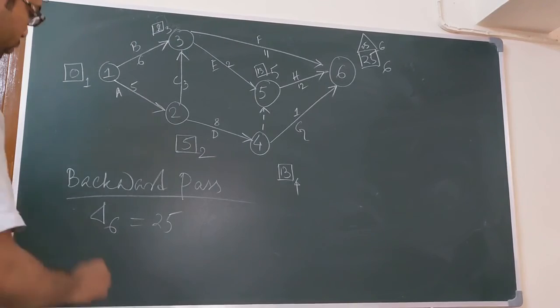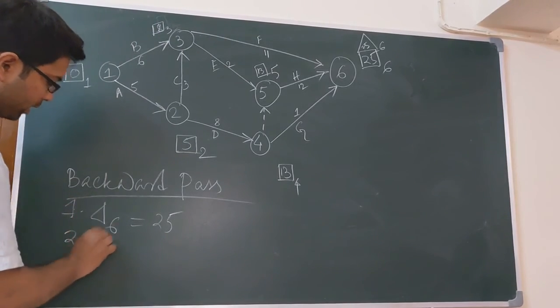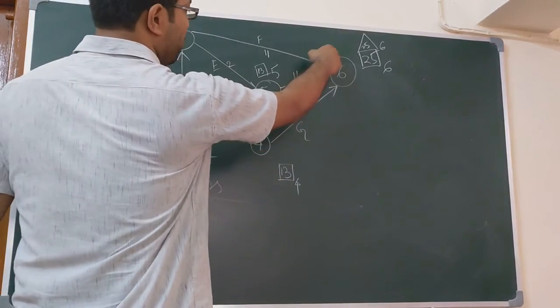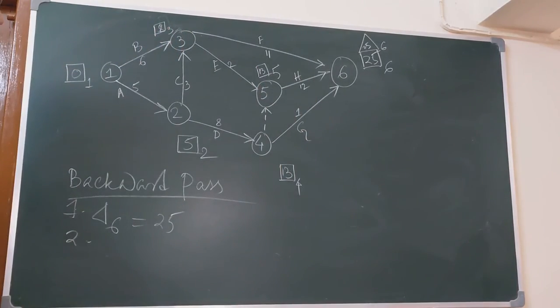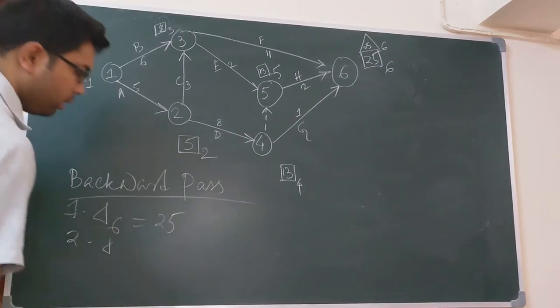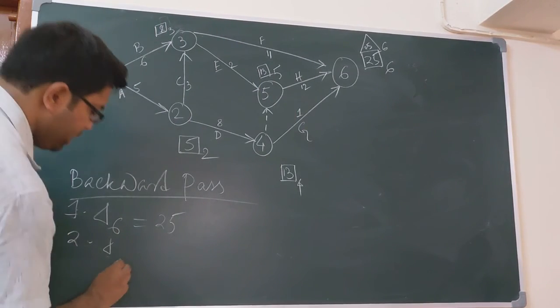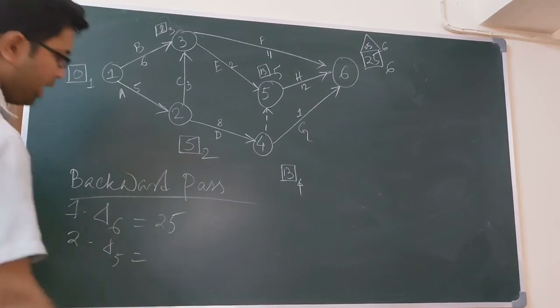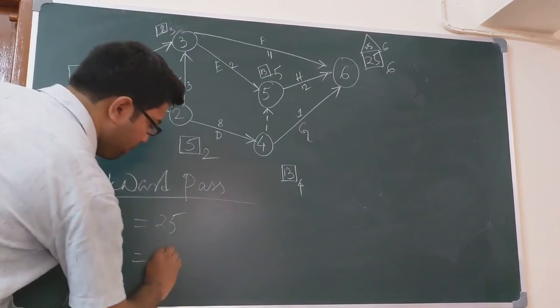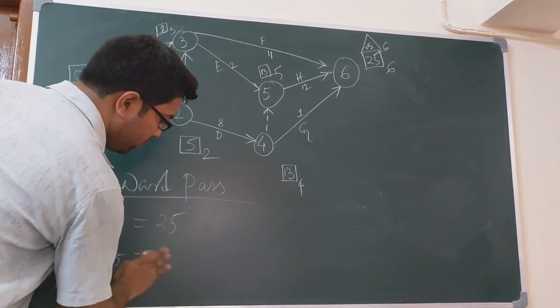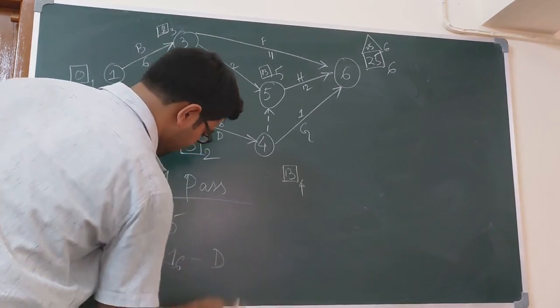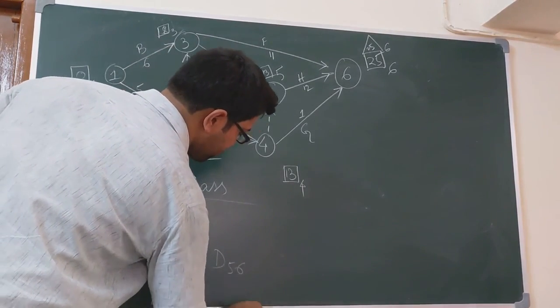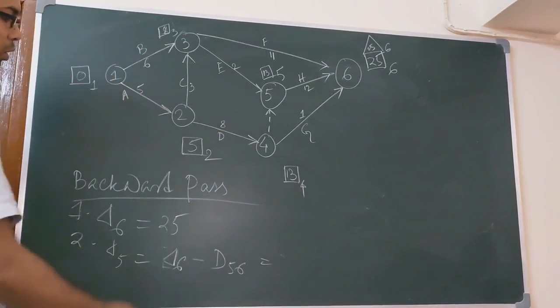Okay. So last one, second one. This is already computed. So we are now interested in finding out the latest occurrence of event 5, that is triangle 5. So triangle 5 is equal to triangle 6 minus D 5,6. This is the formula.